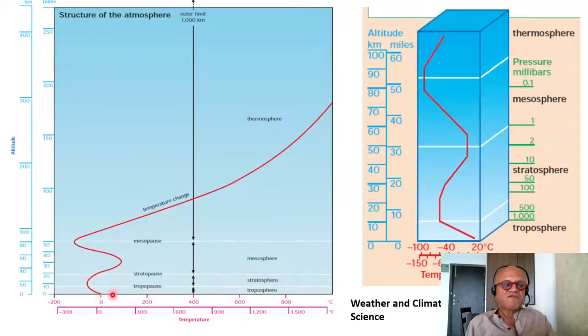So here you have temperatures in degrees centigrade and degree Fahrenheit. So you have the outer limit here at 1000 kilometers. This cannot be degrees centigrade. So this is pressure here, and temperatures are shown here. So height is shown here.